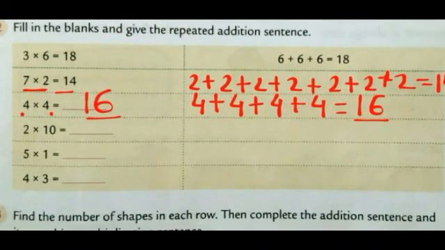That means our answer is correct. Now we'll do one more. The last one. 4 into 3. So what are 4 threes? First we need to write that. 4 threes are 12. Now we will make the addition sentence for the given number. 3, we need to write it 4 times.